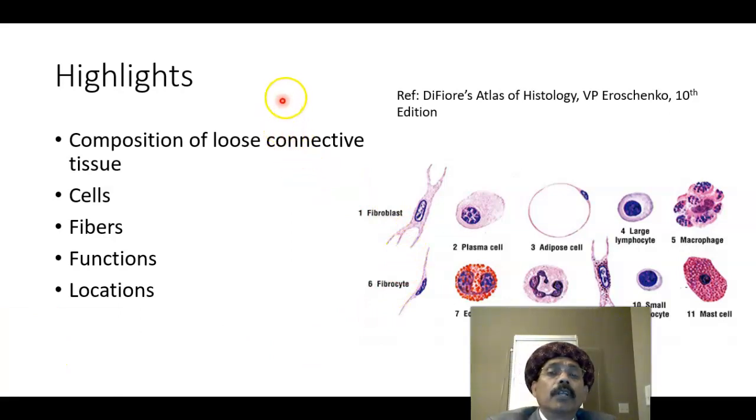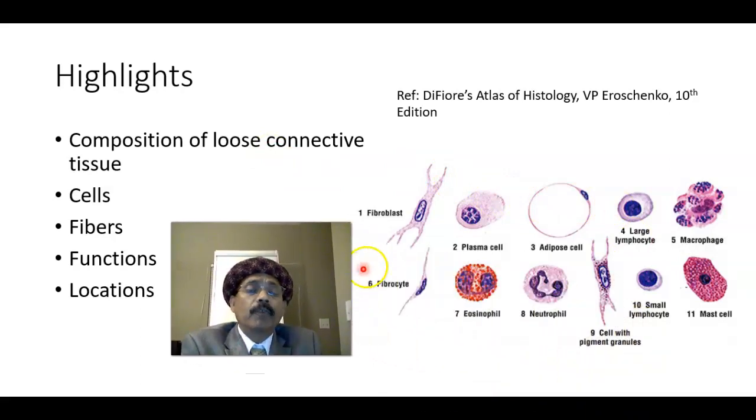Okay, so what are the highlights of loose areolar connective tissue? In the composition of loose connective tissue we get connective tissue cells like these. We have the fibroblast, fibrocyte, plasma cell, eosinophil, neutrophil, adipose cell, large lymphocyte, small lymphocyte, mast cell, macrophage. Each of them has a function. Fibroblasts produce the collagen and the ground substance. Fibrocyte is a little bit less active stage, the mature form of the fibroblast.